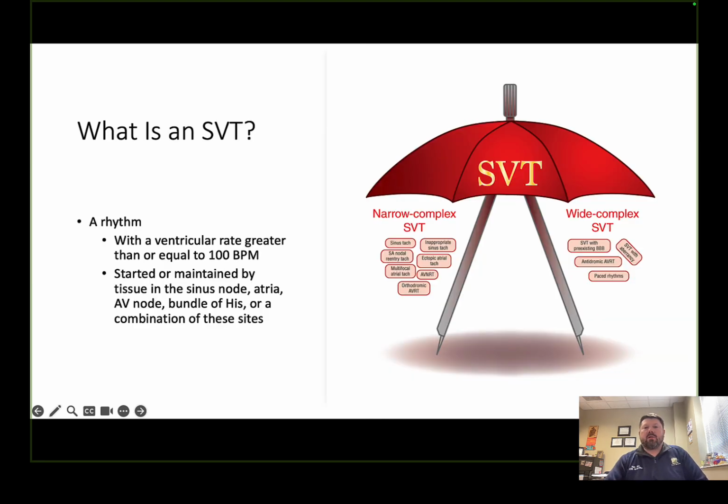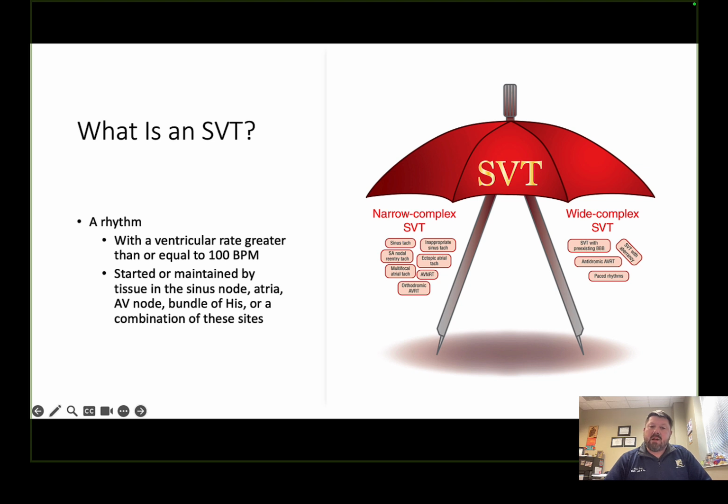So a supraventricular tachycardia is a rhythm with a ventricular rate greater than or equal to 100 beats per minute, where the rhythm starts or is maintained by tissue located in the sinus node, atria, atrioventricular node, bundle of His, or some combination of these sites. The atrial rates vary depending on the rhythm involved and can be found anywhere from 100 beats per minute to the mid-400s, or even higher in some rare cases. The tachycardia can be triggered by either an individual reentry circuit, like we've talked about with AVNRT, or an individual focus.